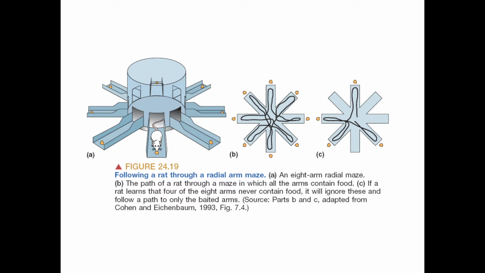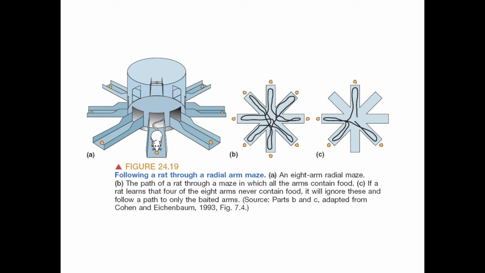Okay, so let's continue with this chapter about memory. In this figure we can see a maze, a radial arm maze. Usually what happens here is that if you put a rat in the maze and the maze has many arms with food at the end of each arm, the rat will explore each arm, eat the food, and then they won't go back into the same arm twice because they already remember that they ate the food at the end of that arm.